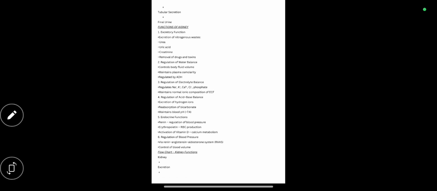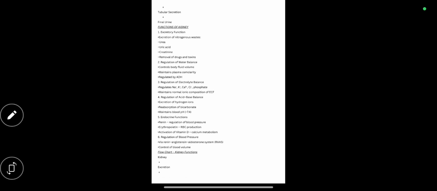Regulation of electrolyte balance: it regulates sodium, potassium, calcium, chloride, and phosphate ions, and maintains the normal ionic composition of the extracellular fluid. In acid base balance, it does the excretion of hydrogen ion and reabsorption of bicarbonate ion and maintains the blood pH. In endocrine function, it secretes renin for regulating blood pressure, erythropoietin for RBC production, and activates vitamin D for calcium metabolism.